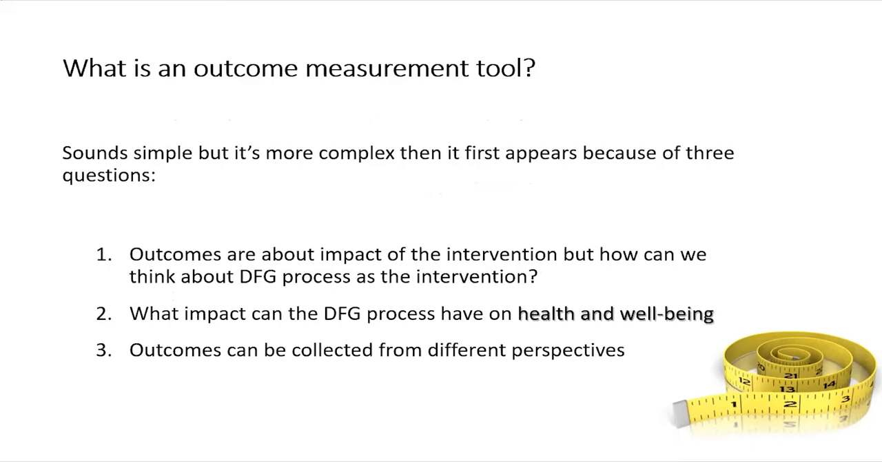Right, so that all sounds really simple, but when you start unpicking it, it is actually more complex than it first appears, and that is because of these three questions. Firstly, outcomes are about impact of the intervention, but how do we think of the DFG process as a health and social care intervention? And actually, what impact can the DFG process have on health and well-being? Health and well-being covers a huge range of concepts. So what impact can the DFG process have on those different concepts of health and well-being? And outcomes are of interest from different perspectives and can be collected from a number of perspectives. And I'll unpick that in a little while.